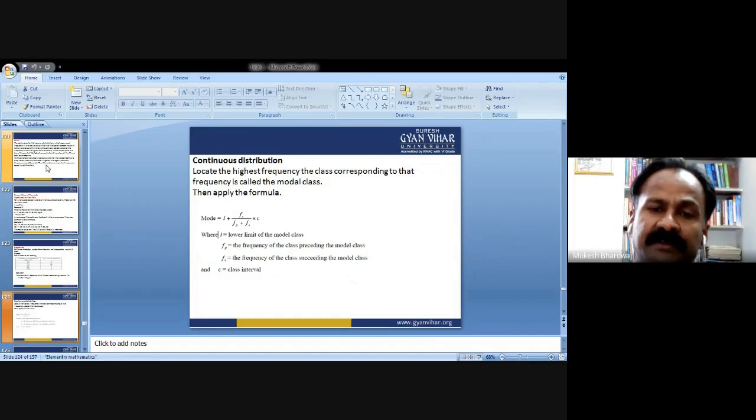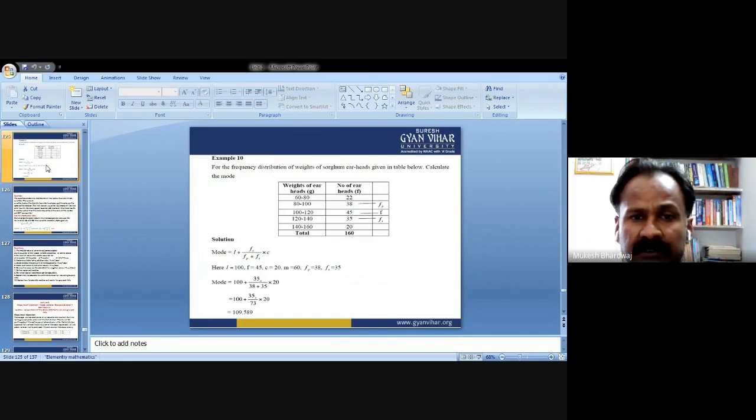So, if any data is provided in the form of a class distribution or continuous distribution, locate the highest frequency; the class corresponding to that frequency is called the modal class. Then apply the formula, and we need to find the lower limit of the modal class. First of all, we find the modal class. For example, a frequency distribution of weights of sorghum ear heads is given in a table. Calculate the mode. Weights of ear heads: 60 to 80, 22; 80 to 100, 38; 100 to 120, 45; 120 to 140, 35; 140 to 160, 20.